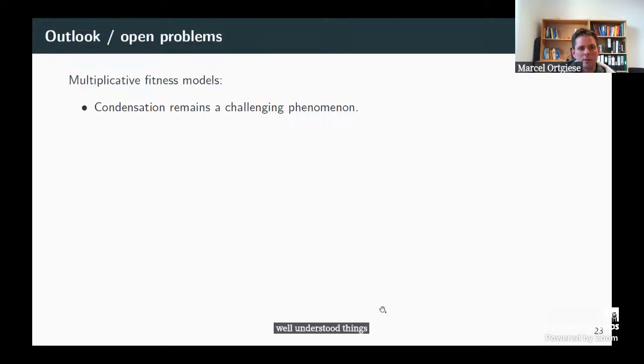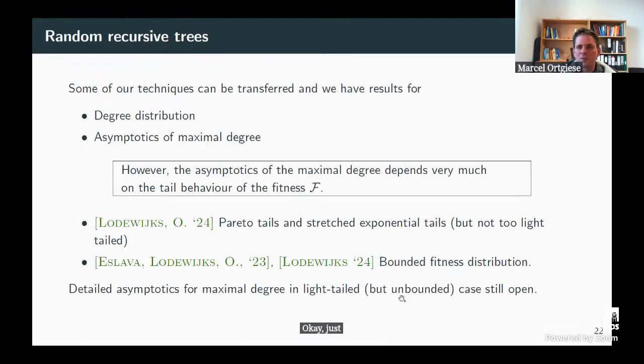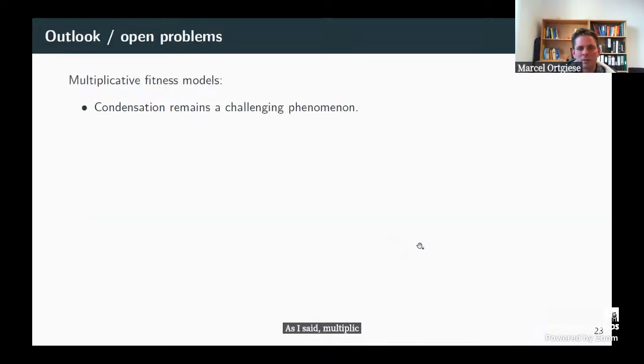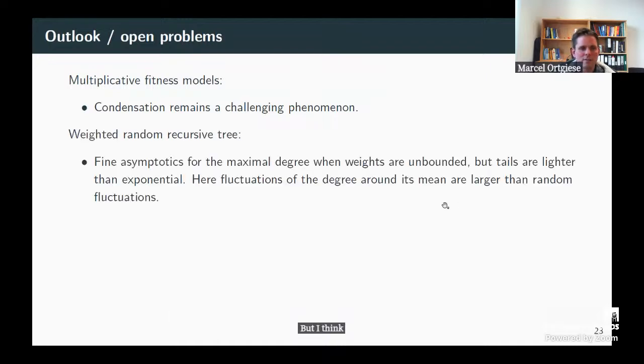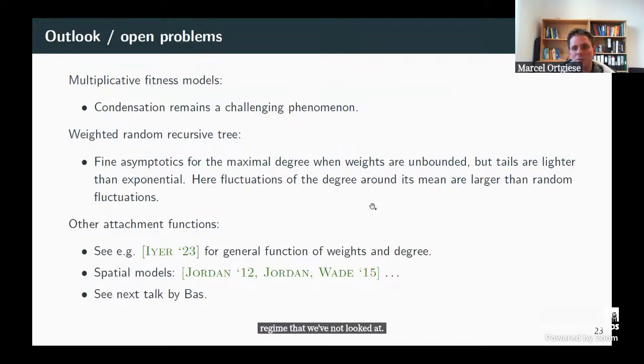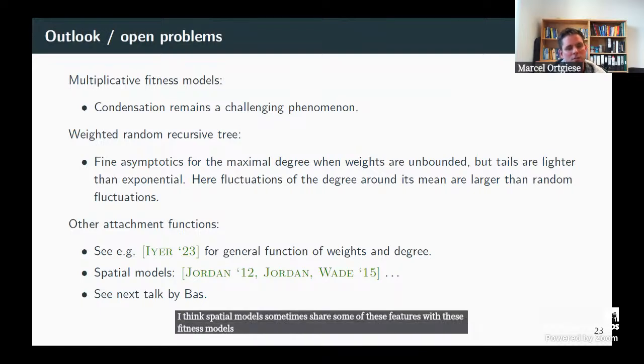I think, actually, time is all right. So just to wrap up, as I said, multiplicative models are super interesting. There's loads of work on that recently, although I think there are remaining challenging things. In the weighted random recursive tree, there's a regime that we've not looked at. And you can play with these models and take general functions of weights. I think spatial models sometimes share some of these features with these fitness models. It's interesting stuff, and there are lots of people looking at this.